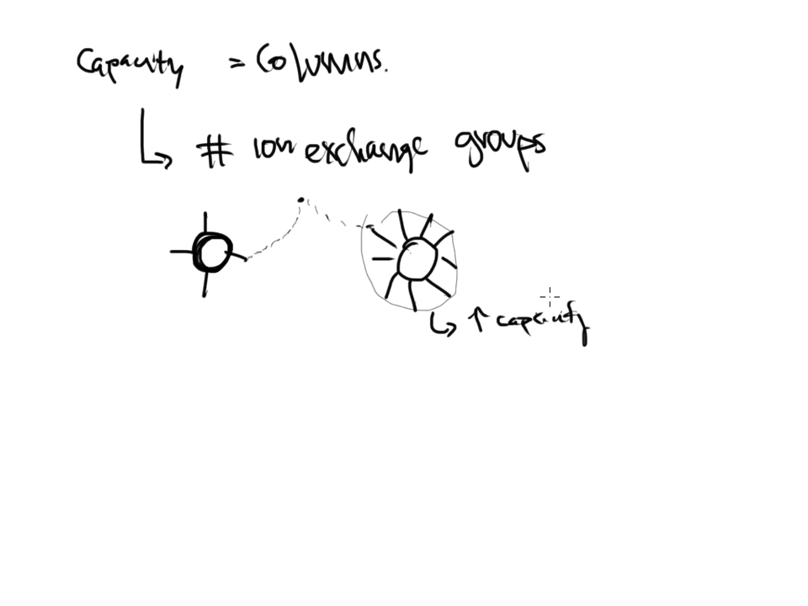That all depends on how many charged bearing groups I have on the surface of that particle. So, capacity is determined by the number of ion exchange groups that's on that stationary phase. This also is going to determine retention time, right?